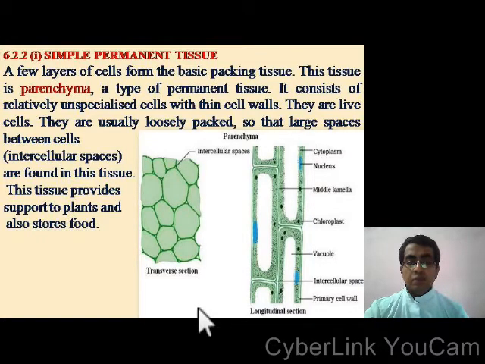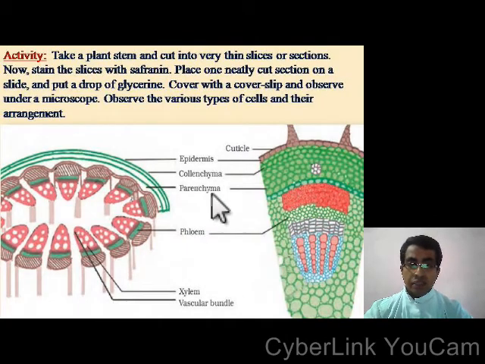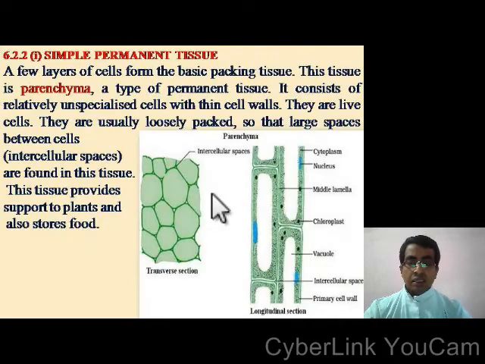So, simple permanent tissue. A few layers of cells form the basic packing tissue, and this tissue is known as parenchyma. You can see the parenchyma cells here. It consists of relatively unspecialized cells with thin cell walls. You can see the structure here.